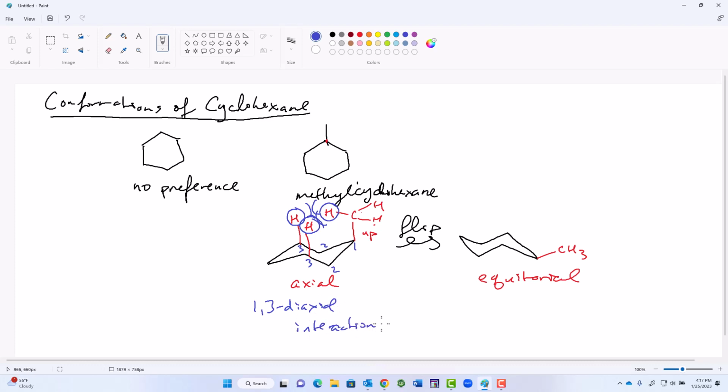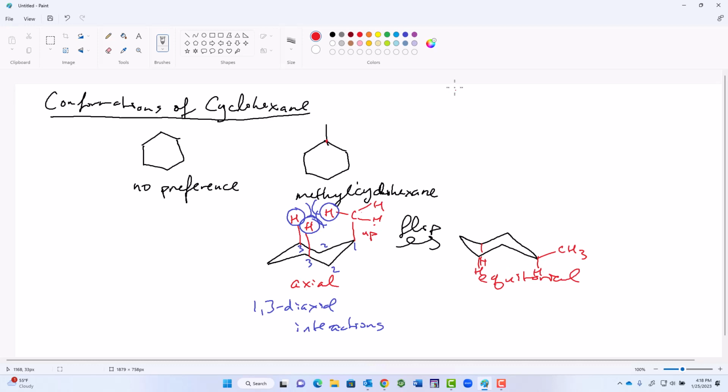And 1,3 diaxial interactions are unfavorable because we're putting steric bulk near one another. Similarly to torsional interaction, this van der Waals interaction is going to be unfavorable. So having this CH3 group axial causes these diaxial interactions to occur. However, when we put this CH3 group equatorial, now we've put an H axial, and the hydrogens that would be 1,3 diaxial to that H don't experience that same interaction because they're so small. Only larger groups, alkyl chains or larger substituents, are going to experience these 1,3 diaxial interactions.